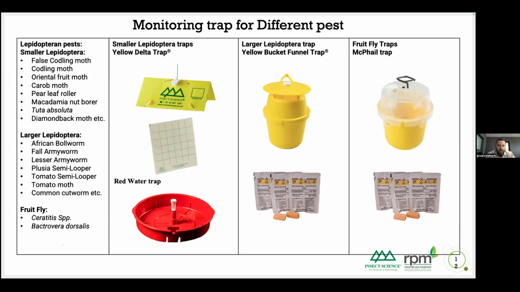So when monitoring, like I said, it's important to use the correct traps and correct lures. For small Lepidoptera species such as false codling moth, carrot moth, codling moth, we'll use the delta trap with the correct lure, with a sticky liner. With 2 tabs lure, you can use the same trap, or if you're doing mass trapping, we'll use the red water trap. When you're looking to monitor larger Lepidoptera species such as bollworm, fall armyworm, and semilooper, a yellow bucket funnel trap with a lure and a diclophos block, or the Vopona strip, is the correct way. And with fruit fly species, Ceratitis and Bactrocera, you will use the McPhail trap with a diclophos block.